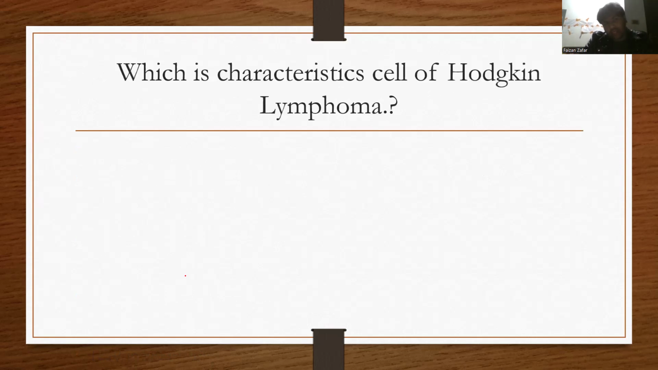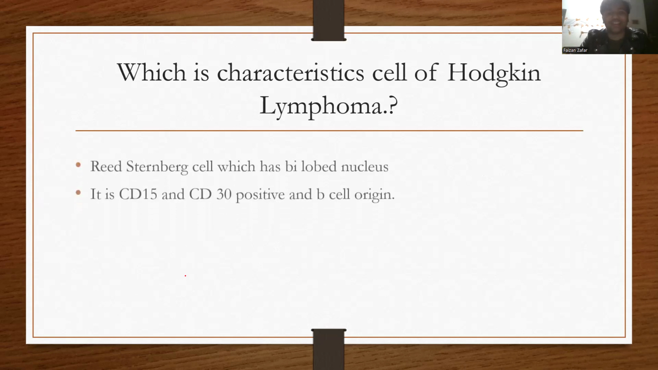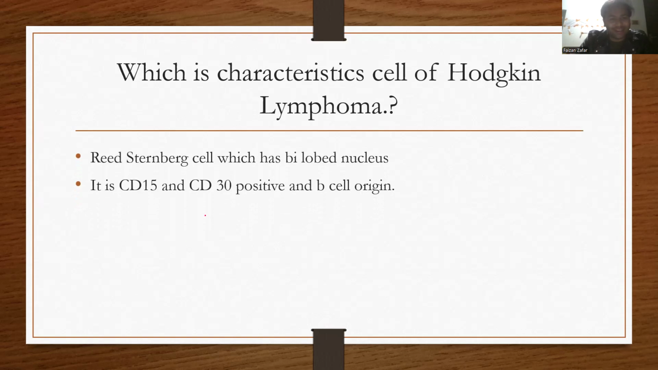What is the characteristic cell of Hodgkin lymphoma? It's a very difficult question. The characteristic cells are the Reed-Sternberg cells, which have a bilobed nucleus. They are CD15 and CD30 positive, of B cell origin. Very important, and the basic thing you need to know about Hodgkin lymphoma.